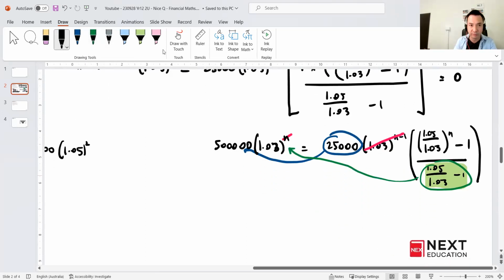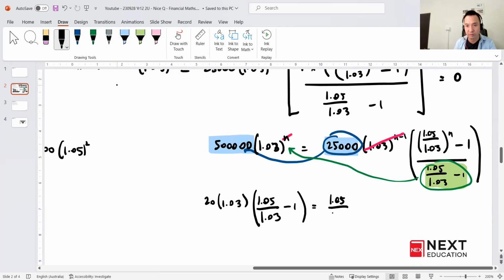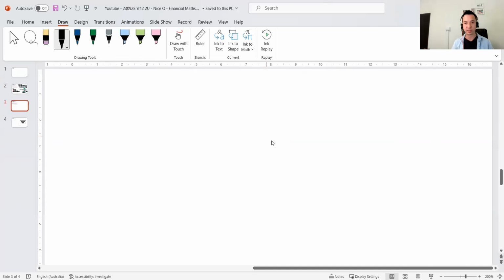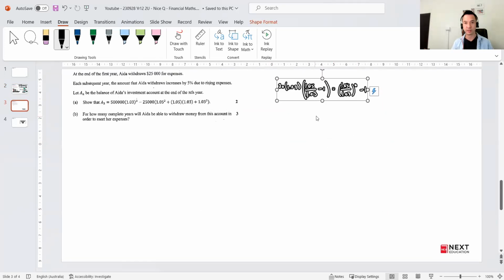We get, so I'm going to divide this guy by this guy first, and that's 20. I've got a 1.03 there remaining, and I'm multiplying it by 1.03 minus 1, and that equals 1.03 to the power of n minus 1. You can see where I'm going, right? Basically, move the 1 over, and then log and change the base. So I'm going to copy this expression over here so I have more space. All right, let's finish this question off.